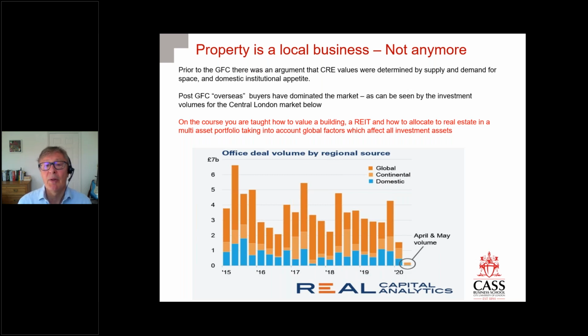And that's a key point about this course. We are talking globally, so you need to understand the global interconnectedness of both capital flows and occupiers. I've talked a little bit here about the investment side.